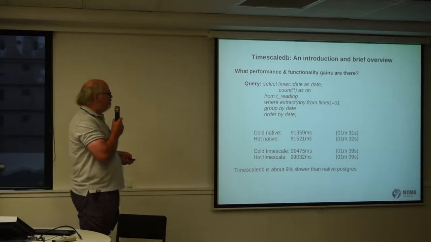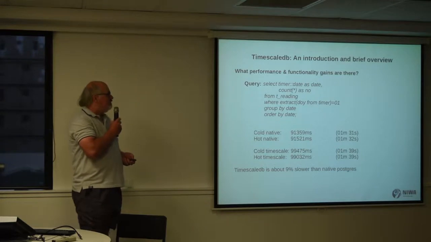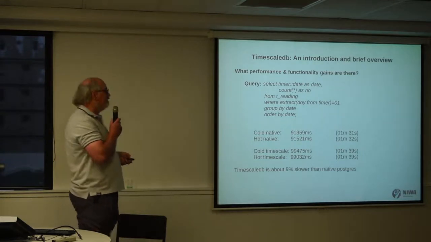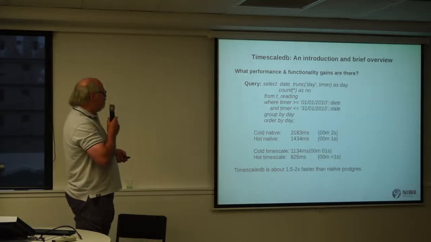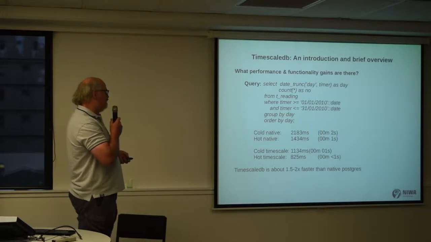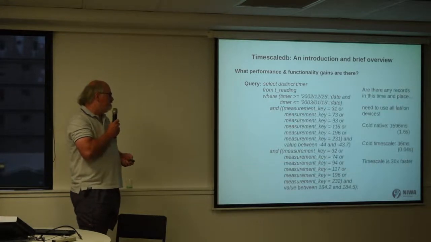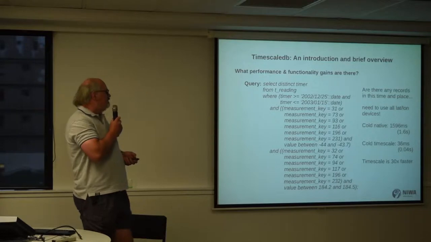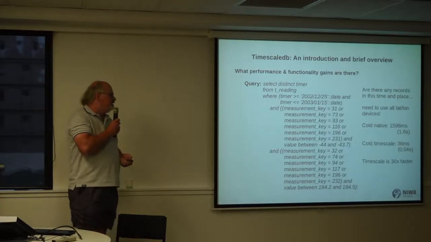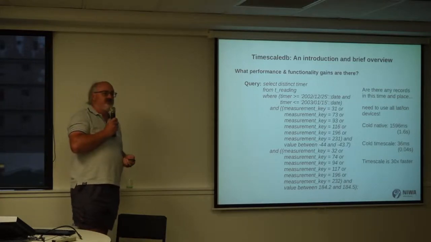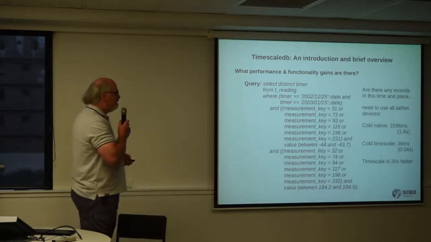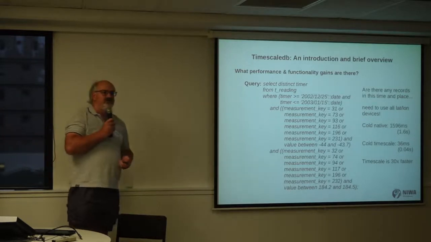9% slower for this one. I'm not sure why. It was basically date-based, and it still ran slightly slower. Essentially, this one was 1.2 times faster. That was an interesting one. Despite the fact we're using a whole lot of measurement keys to select different GPSs that were installed over different times, Timescale ran 30 times faster than native Postgres for the same query.